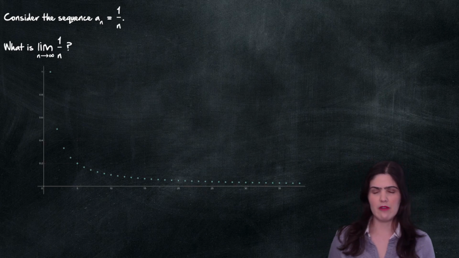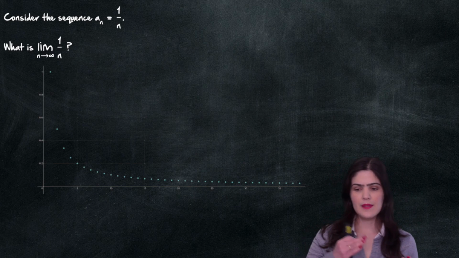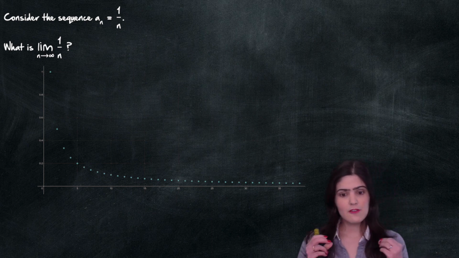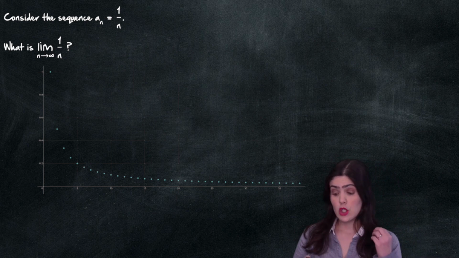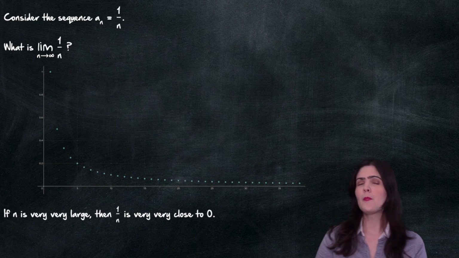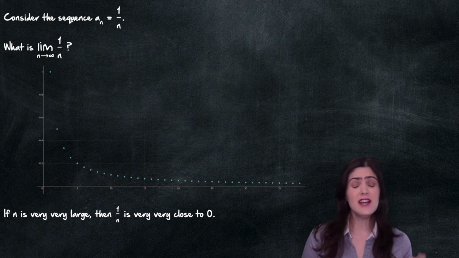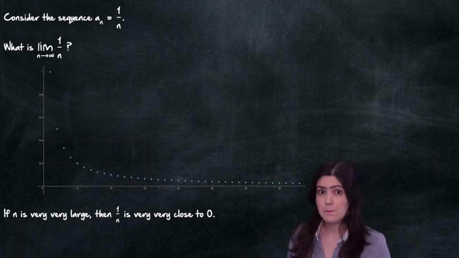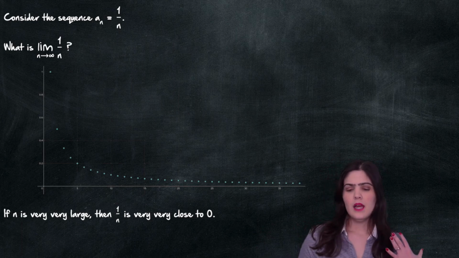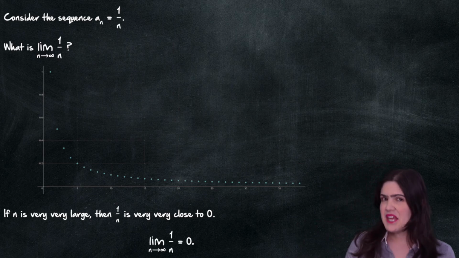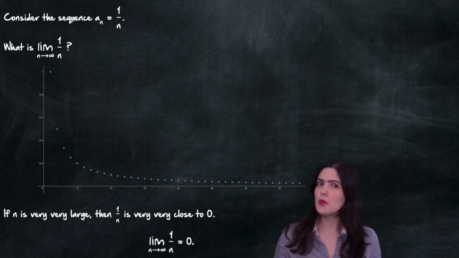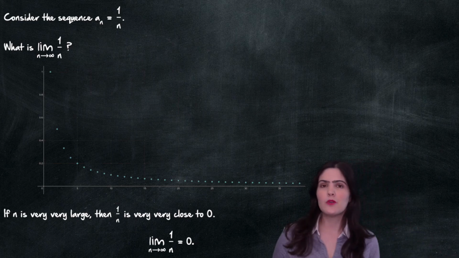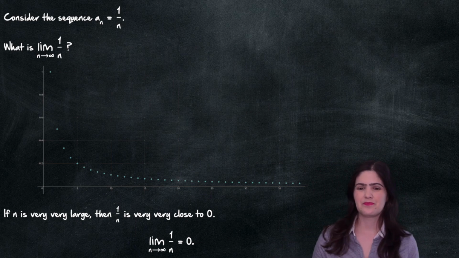Well, here we have a graph. As you can see, as n gets very, very large, the values of a_n get very, very close to 0. So what I'm saying is that if n is very, very large, then 1 over n is very, very close to 0. So my guess is that the limit should be 0. Okay, we'll need to make this formal. That's kind of a fun idea.